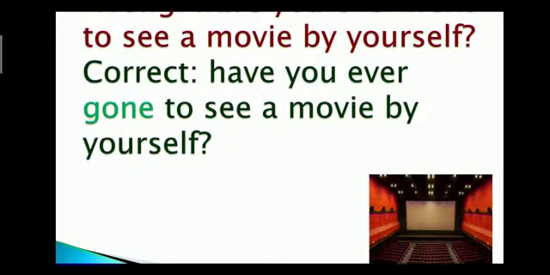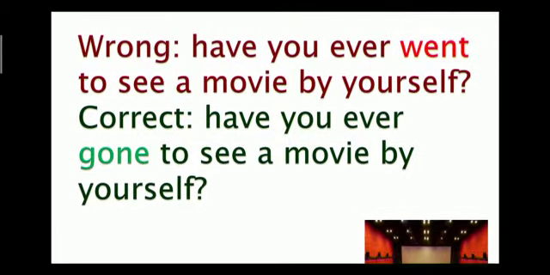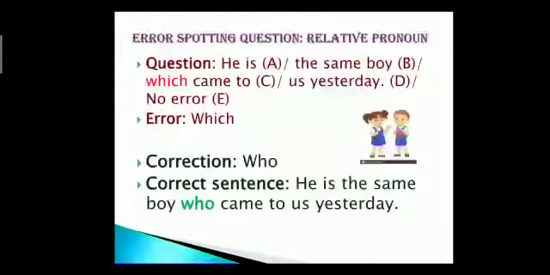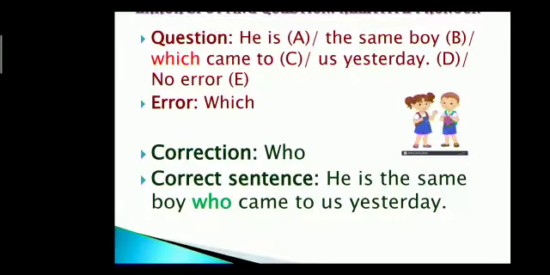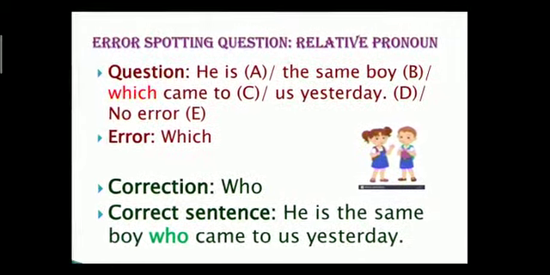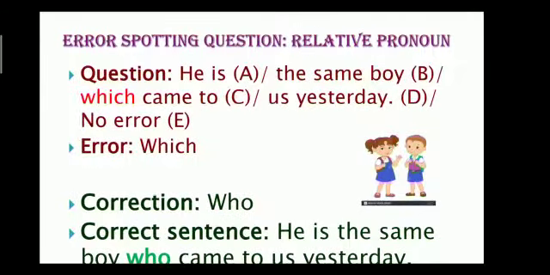Next example. Have you ever went to see a movie by yourself? In this sentence, the error word is went. The correct sentence is: have you ever gone to see a movie by yourself? Error spotting question on relative pronoun. He is the same boy which came to us yesterday.